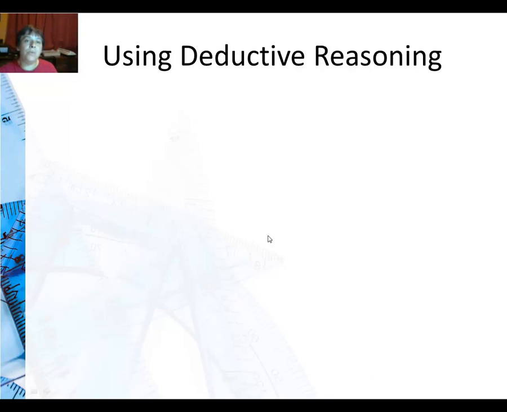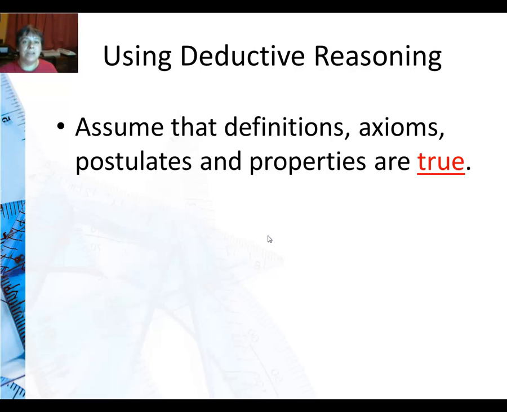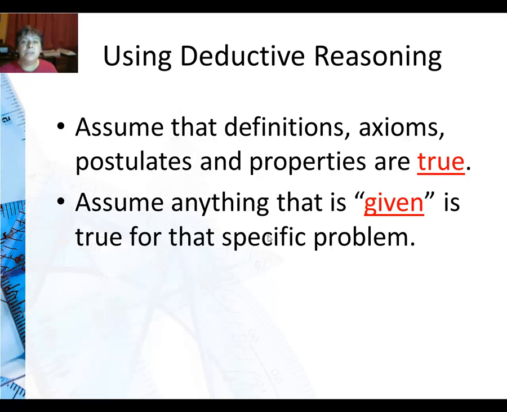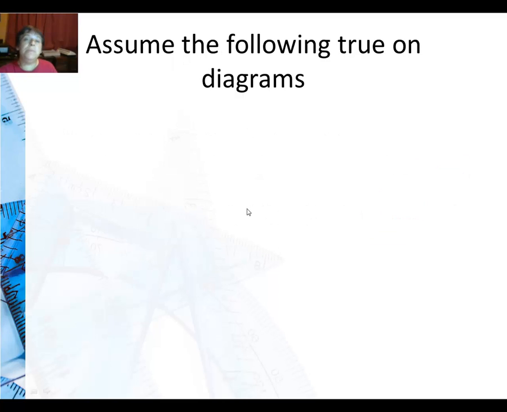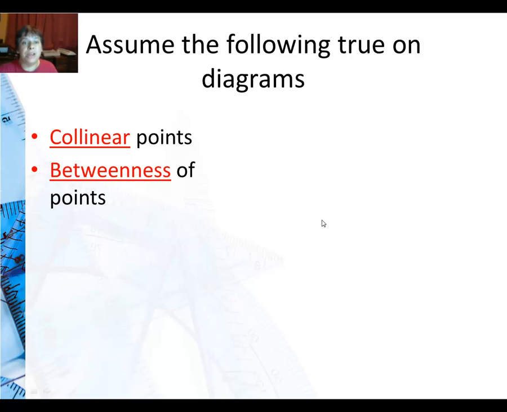Now, also the other ways you're going to be using deductive reasoning is always assume that definitions, axioms, postulates, and properties are true. Assume anything that is given is true for that specific problem. That doesn't mean it's true for forever and for all time. Also, you can assume the following is true on diagrams. Like if points look like they're on the same line, then they are collinear. If a point looks like it's between 2 points, then it is between.